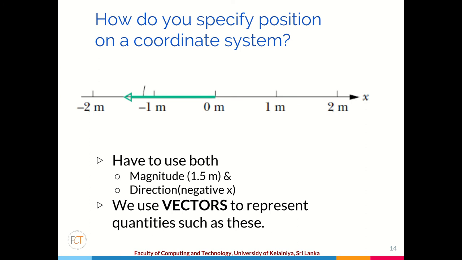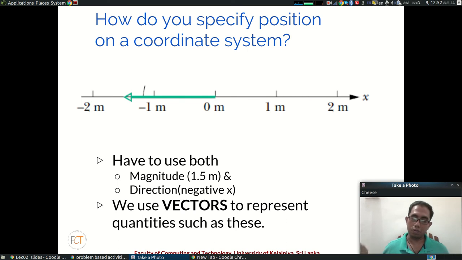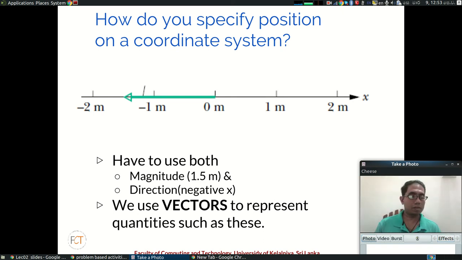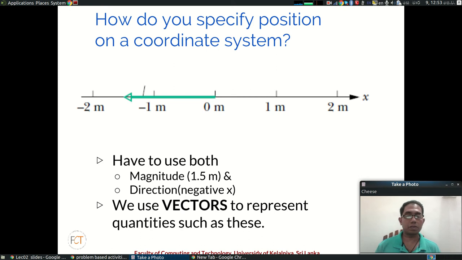Okay, so if you want to specify a position with respect to the origin, so we want to say, okay, go 1.5 meters in the negative direction from the origin, you can do that very easily by drawing an arrow in the negative direction. Let me correct this, because you're seeing this, let me flip this image. Alright, now it's moving. So when I point, it points in the same direction. Now, you start from the origin, go 1.5 in the negative direction. So to go in the negative direction, your arrow should point in the negative direction.